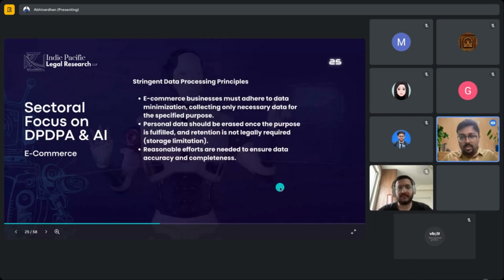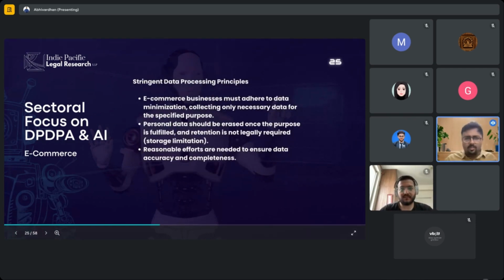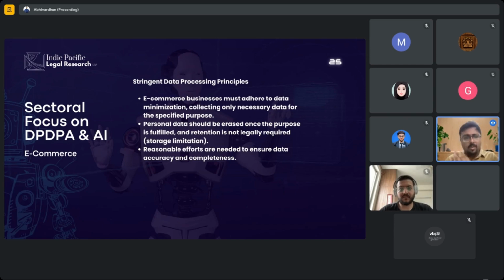Okay, yeah, stringent data processing principles. Same things as I said. Minimization is an issue. If personal data is erased, what's the aspect of retention? Why are you retaining it for a certain time? That is also a problem. Can you retain it for 30 days? And if you're doing it, why are you doing it, right?